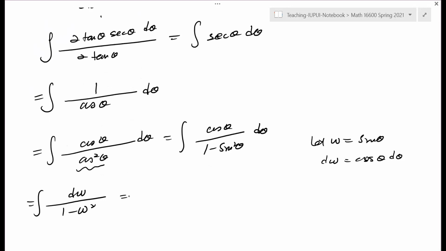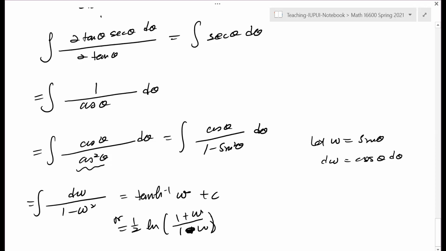And we have the formula for this. The integral of 1 over 1 minus W squared is called the inverse hyperbolic tangent of W. Another form for that is, because we already have the formula, one half of the natural log of (1 plus W) over (1 minus W). You can always add plus constant.